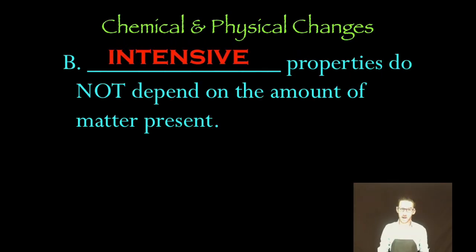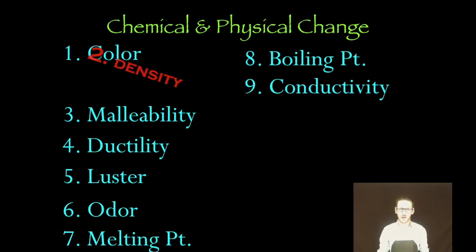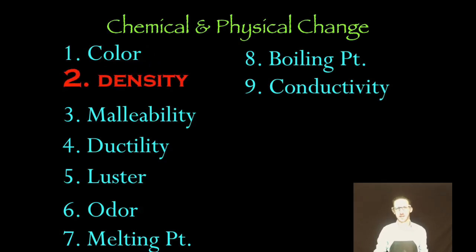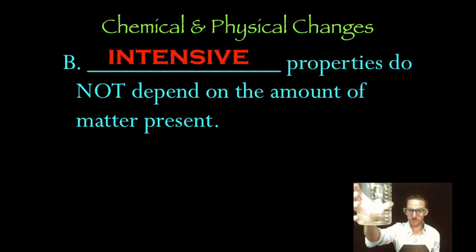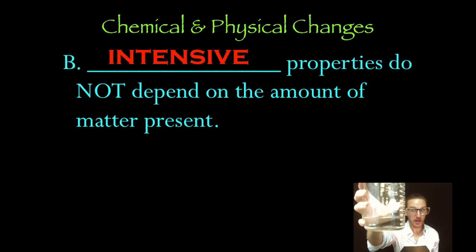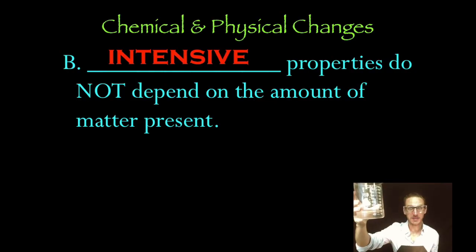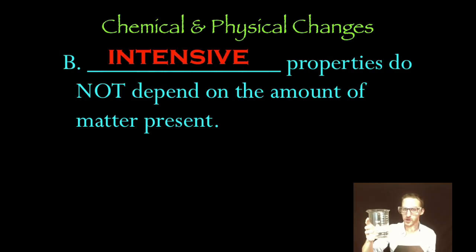Intensive properties, on the other hand, do not depend on the amount of matter present. Here we have things like color, density, malleability, ductility, luster, odor, melting point, boiling point, conductivity. Let's come back to my beaker of water. The color, or lack of color, the water is colorless at this given volume. But let me change the amount of matter I have. I now have far less water. The color has stayed the same. Intensive property stays the same no matter how much of that material you have.